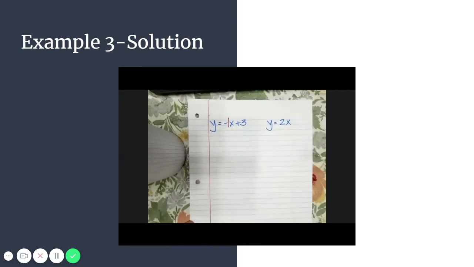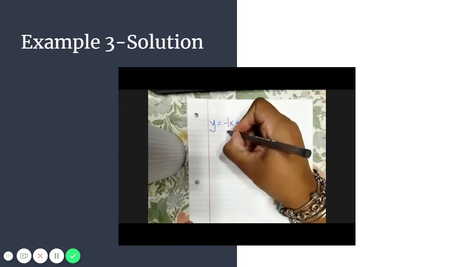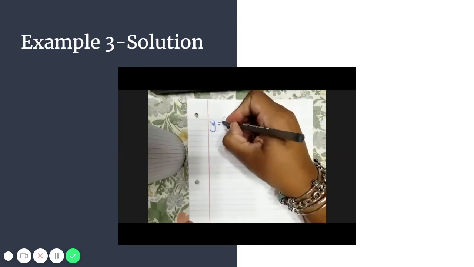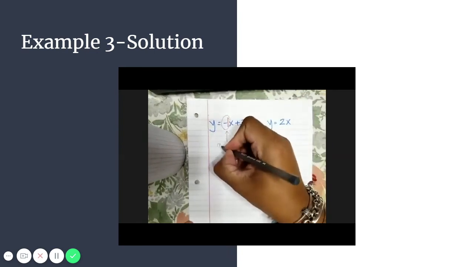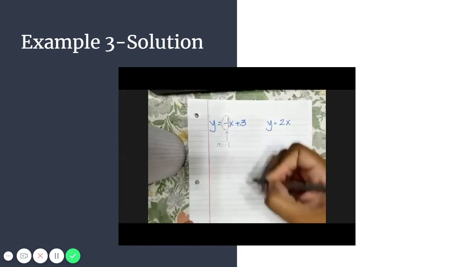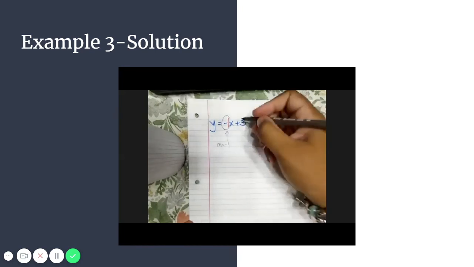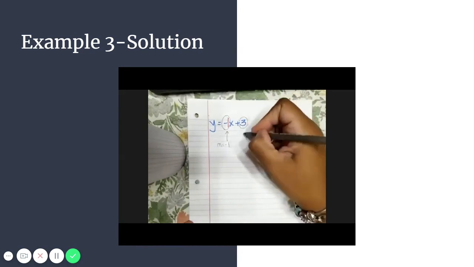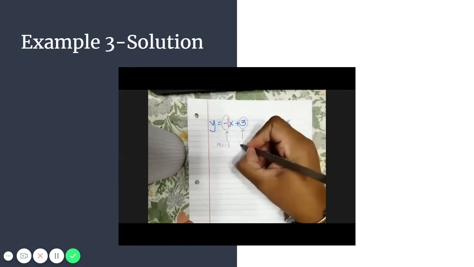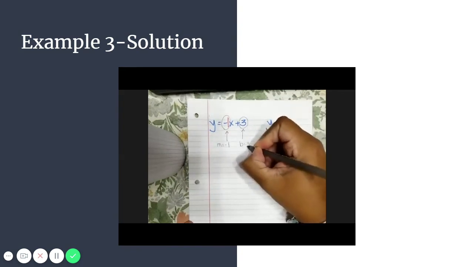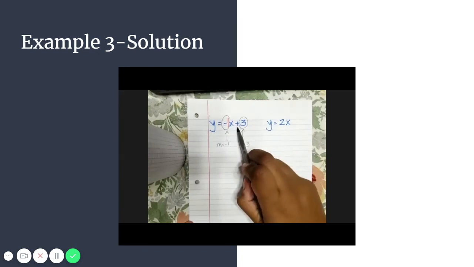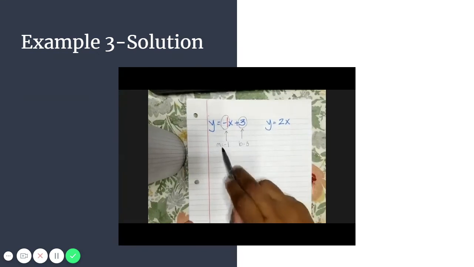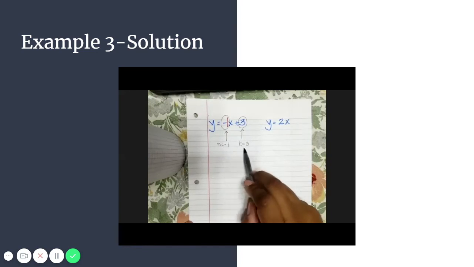So here, our slope is equal to -1. Our y-intercept is 3. And remember, we said this 3 is positive because it has a plus sign. If it would have been minus, it would have been negative. So here our slope is -1 and our y-intercept is 3.